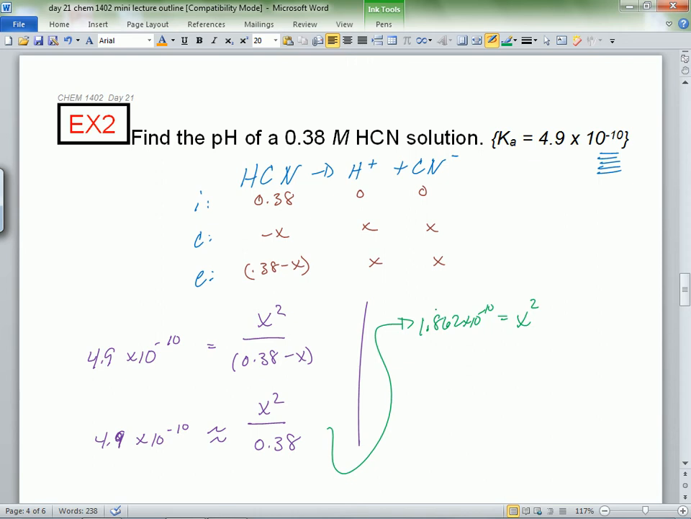Did you get 1.36 times 10 to the negative 5? Excellent. X is 1.36 times 10 to the negative 5. Everyone got it? All right. I need pH, so I need to do what? Take the negative log of it. Exactly. Because my X is my H plus concentration at equilibrium.